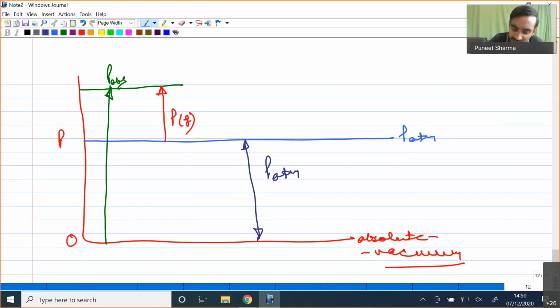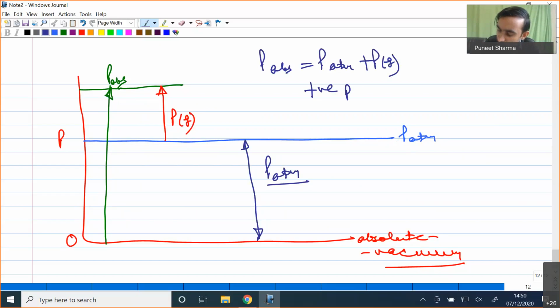So from this you can see that P absolute is equal to P atmospheric plus P gauge. It means gauge pressure is when we measure the pressure with reference to atmospheric. This equation is applicable for positive pressures, meaning when we have pressure greater than P atmospheric.